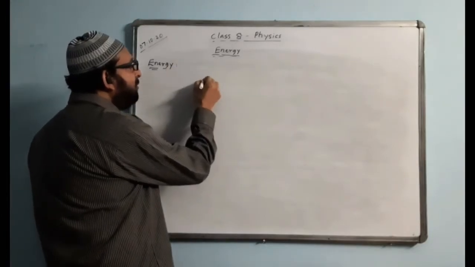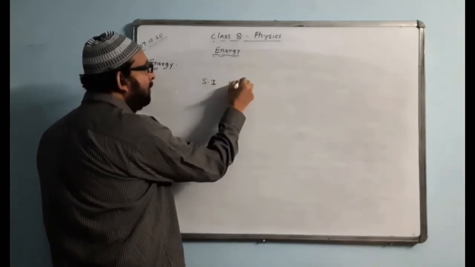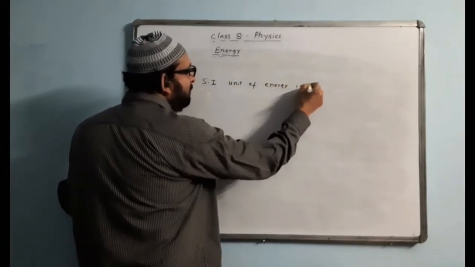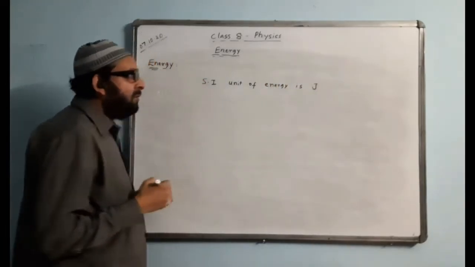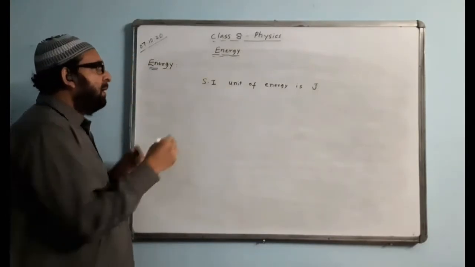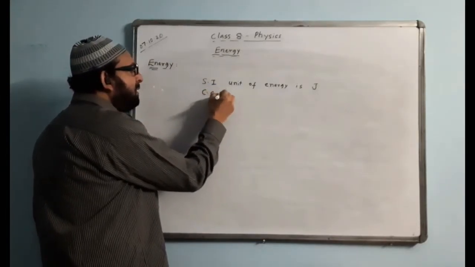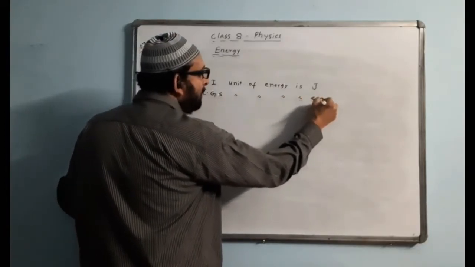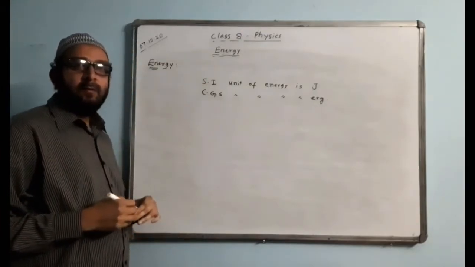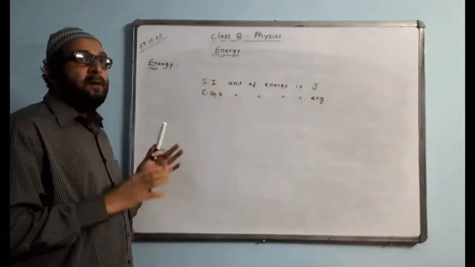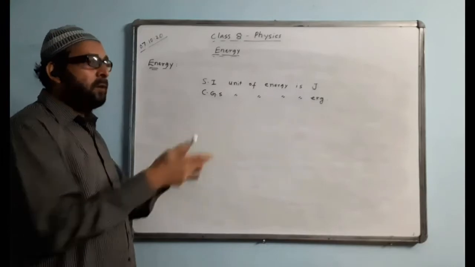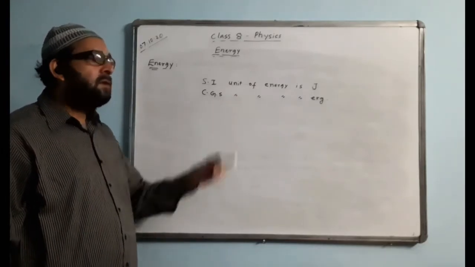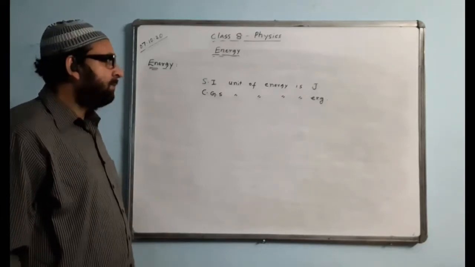So after the definition you can write the SI unit of energy is joule, denoted by J. And the CGS unit of energy is erg. Same as work, because with energy we are doing work, so it is equivalent to work. So the SI unit of energy is joule and the CGS unit of energy is erg.